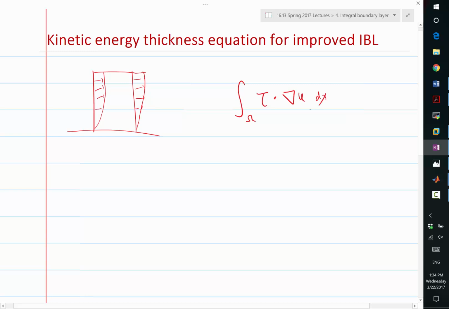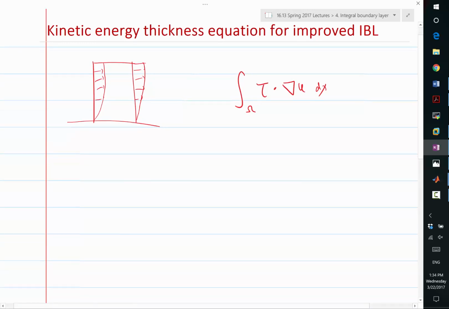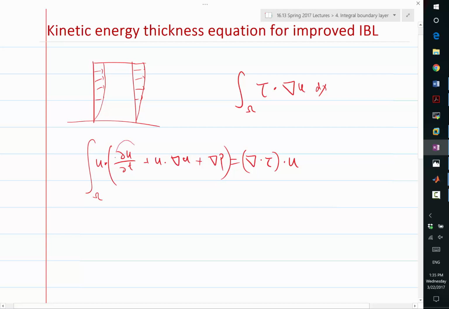Right. So you can figure this out by looking at the Navier-Stokes equation. So partial u partial t plus u dot grad u plus grad p is equal to divergence of tau. And to figure this out, you basically just multiply by u: u dot the entire left hand side is equal to u dot the entire right hand side, right? And then you integrate over a domain. So let's say we are looking at the steady state Navier-Stokes equation here, this term goes away, and you are left with these two terms on the left hand side, right?